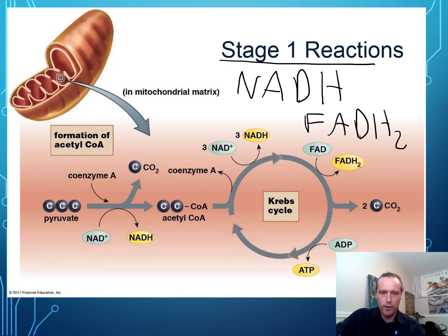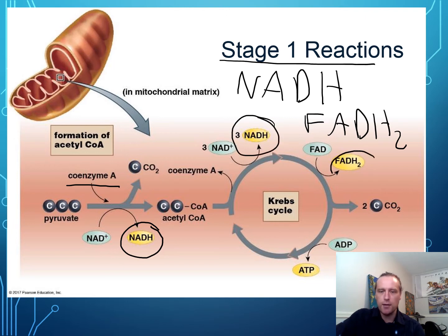So I'll circle where the NADHs are produced. NADH, 1 is produced per pyruvate molecule. I can't even remember the exact numbers. 1's produced per pyruvate molecule when we make coenzyme A. And then we get some more in the Krebs cycle. And we also get more NADH there.